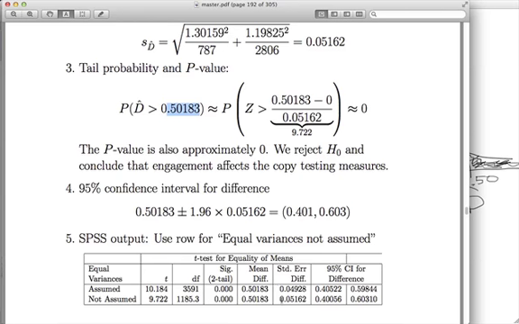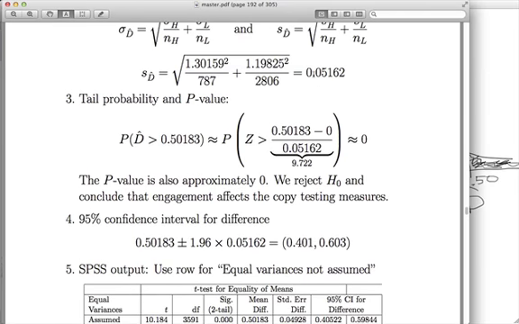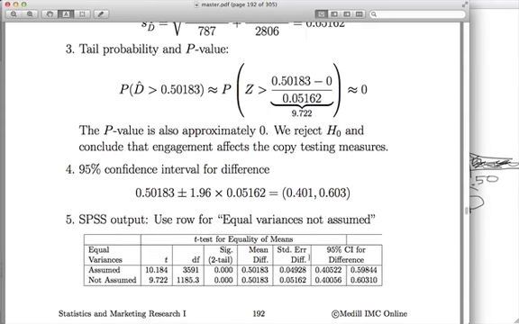The standard error of the differences is 0.05162. That number should look familiar. That is what we got using this Pythagorean-like formula. It's the number that also goes in the denominator there. And then we go look this up in the z table, and that tail, of course, is 0, double 0, you still get 0. All right, so the p-value is about 0, therefore we're going to reject H0 and conclude that engagement affects the copy testing measures after someone's exposed to an ad.